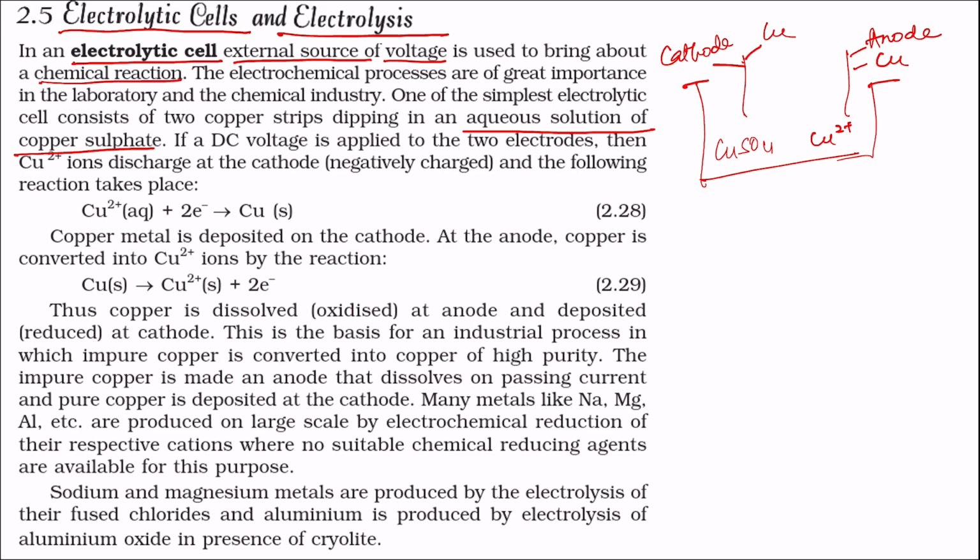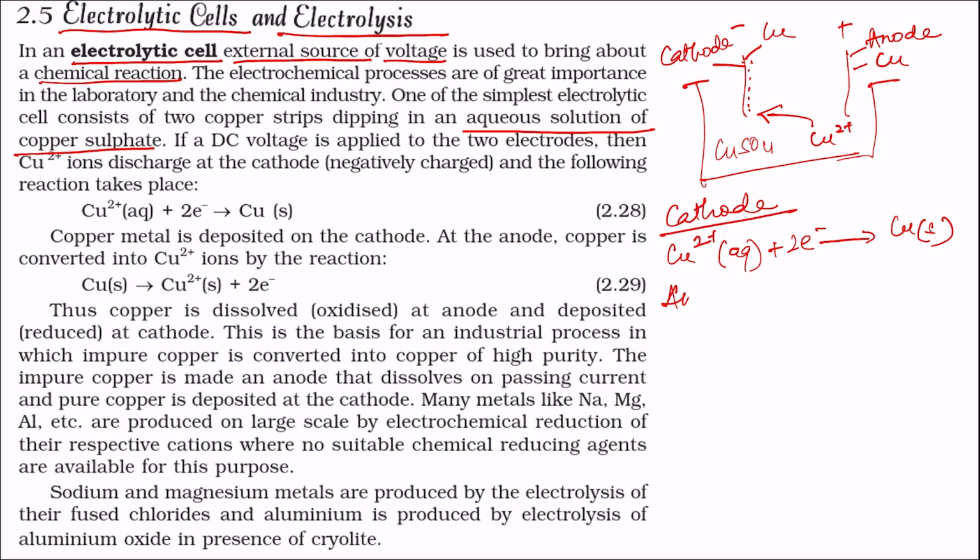Now these Cu2+ ions from the solution will go to the cathode. Cation goes to the cathode. The cathode is the negative electrode, and the anode is the positive electrode. So the cation goes to the cathode, and the reaction taking place at the cathode is that Cu2+ ions in aqueous solution accept 2 electrons and change into solid copper, and this copper is deposited on the cathode. Now what is the reaction taking place at the anode?